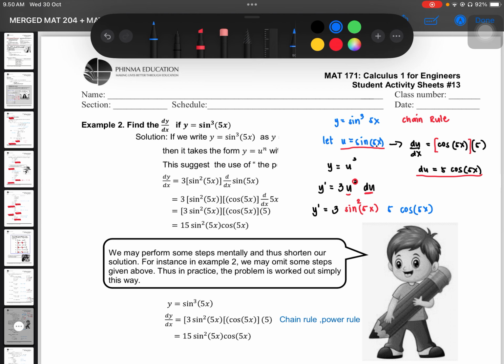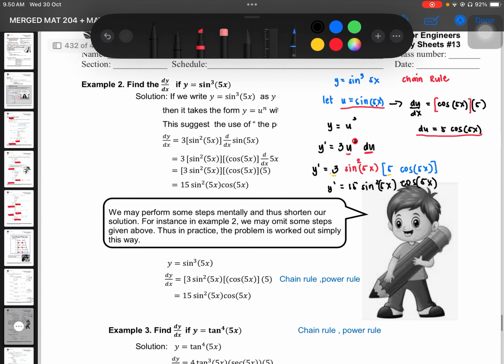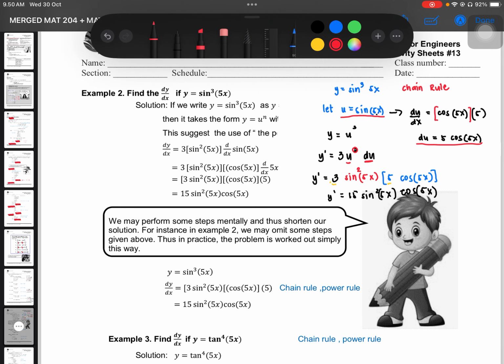5x. So, by simplifying this, let us multiply 3 times 5. So, we have y prime is equal to 3 times 5 is 15. And then, unahin natin yung may square. We have sine squared 5x, then multiplied by cosine of 5x. And now, here is our final answer.